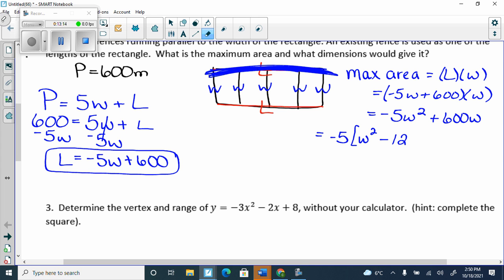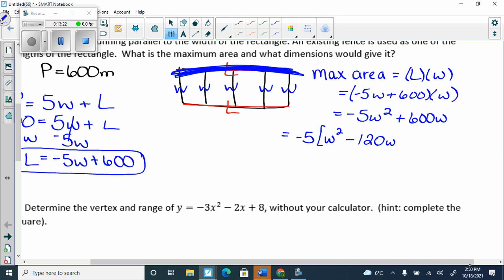Oh, because 12 times 5 is 60, you need another 0. Of course it's 120. Okay, so we have negative 120 divided by 2 squared, which is negative 60 squared, which is 3,600. Substantially different than what we had before.